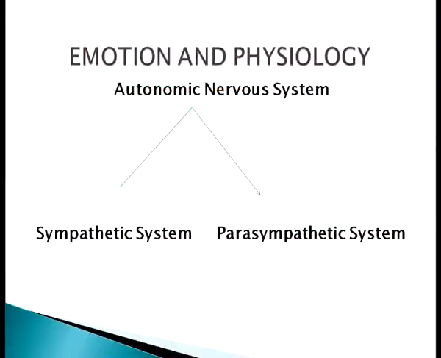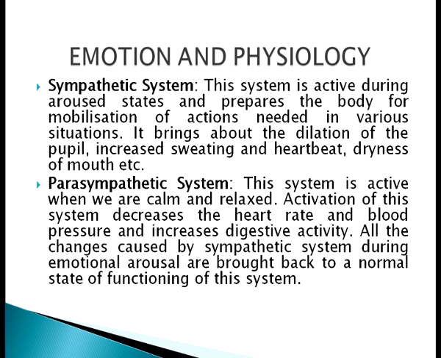The second is the changes in the autonomic nervous system. As we have already discussed in the previous programs on the biological basis of behavior, the autonomic nervous system is divided into two parts. One is the sympathetic system and the other is the parasympathetic system. Let us know how both systems are related to emotions. First is the sympathetic system.